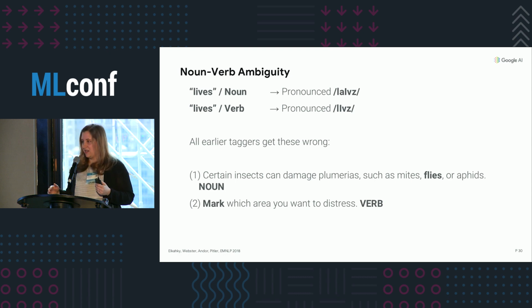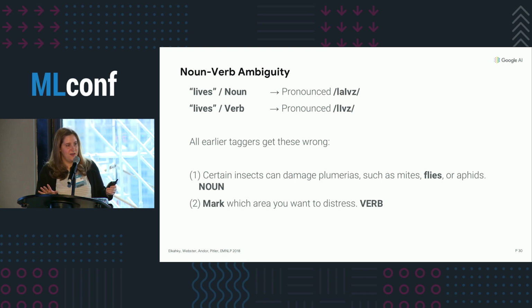And all earlier taggers get examples like the ones on the slides wrong. So if I say mark which area you want to distress, every single prior tagger would say, oh, that's a capitalized mark, I know that's a name, and it wouldn't mark it as a verb.